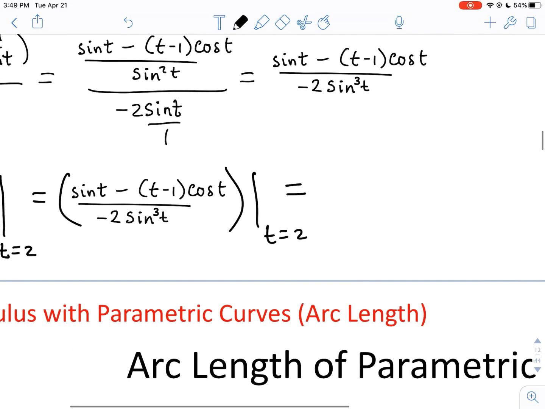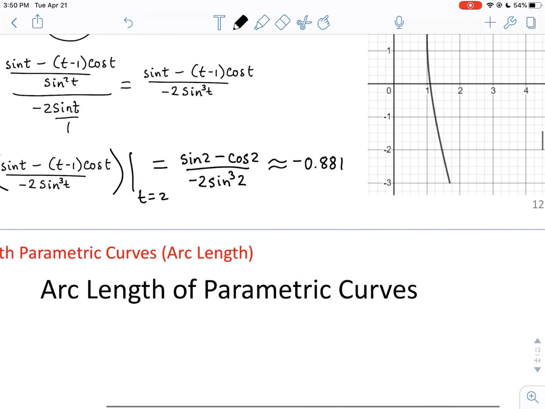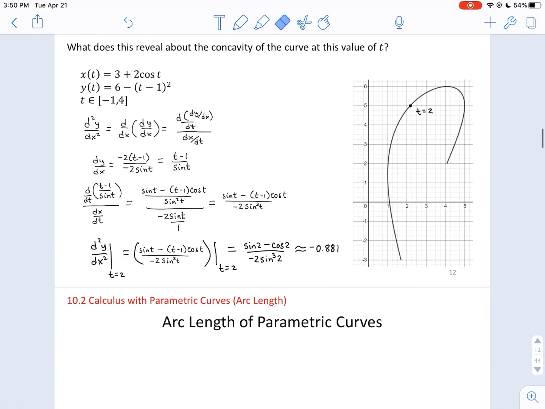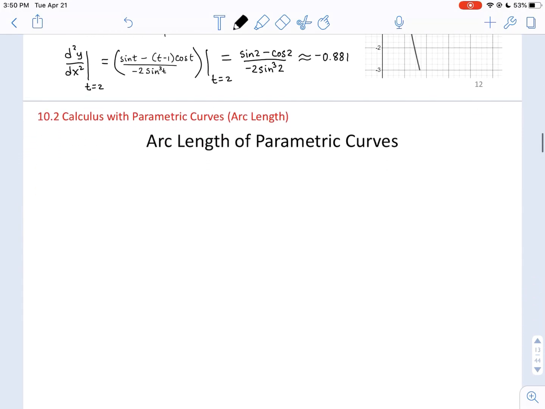So we plug in 2's, then we just get sine of 2 minus, and plug a 2 in for that t. That gives a 1 in front of that cosine, so it's just going to be minus cosine of 2 all over negative 2 times sine cubed of 2. The negative suggesting that at this time the curve should look concave down in our traditional sense of y against x. All right, arc length.